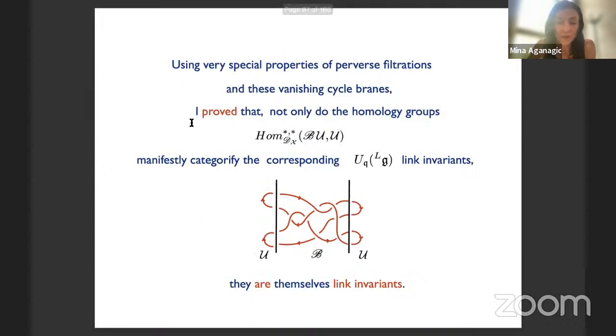So using very special properties of these perverse filtrations and vanishing cycle branes, I prove that not only do homology groups manifestly categorify the corresponding quantum group link invariants, which you get for free from the theorem by Bezrukavnikov and Okounkov, but moreover, they're themselves link invariants. And it's the virtue of perverse filtrations that such proofs become elementary.